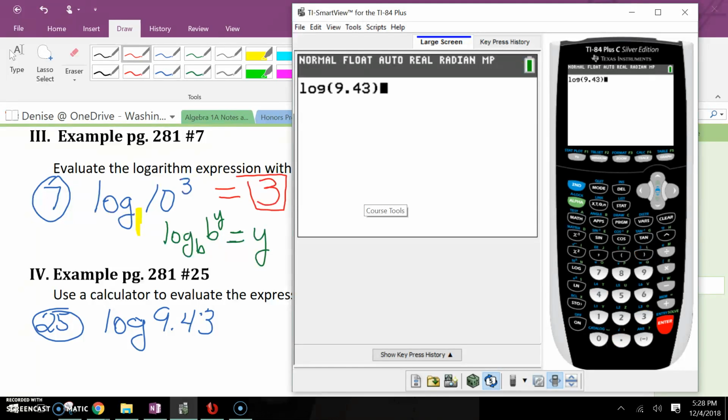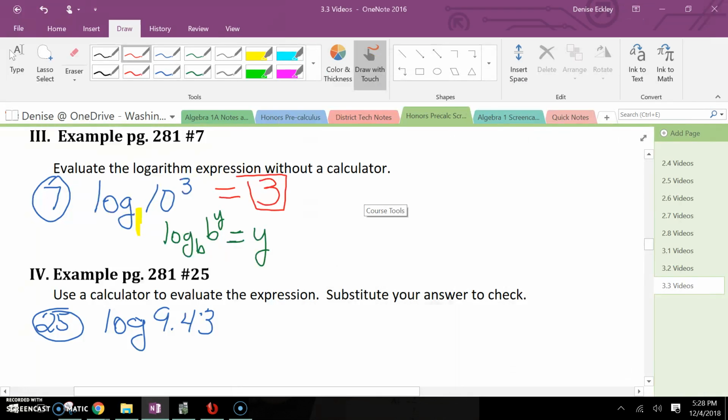Close the parentheses, hit enter, and we can see that it is approximately 0.975. So I'm going to enter that as my answer. So this is approximately 0.975. Now we are asked to check our answer by substituting it back in our base.